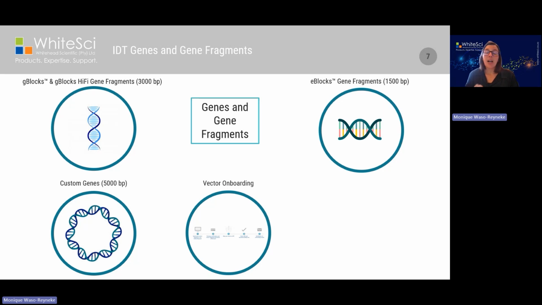Also, very importantly, IDT does not synthesize the vector. So it's not a case of providing the sequence and they synthesize it. You physically need to ship your vector to IDT, and they also do not make changes to that vector. So you need to make sure your backbone is exactly what you want it to be. But if you are looking for a lot of clones generated in your vector, this may be a very, very easy way to generate a lot of vectors with your different genes of choice in that vector.